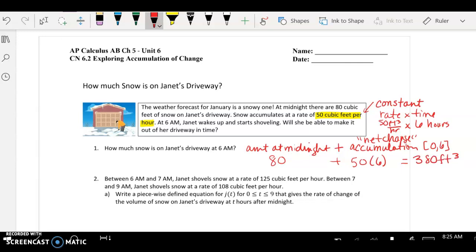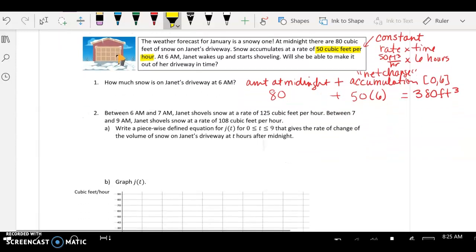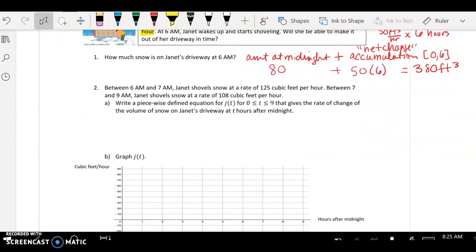Now, we're going to get some additional information, and this is where it's called a rate in, rate out problem. At this point, we had a starting amount, and then we had a rate in. Things were accumulating. So now we're looking at our next idea, which is between 6 and 7, she's going to shovel at a rate of 125 cubic feet per hour. Between 7 and 9, she shovels at a rate of 180 cubic feet per hour.